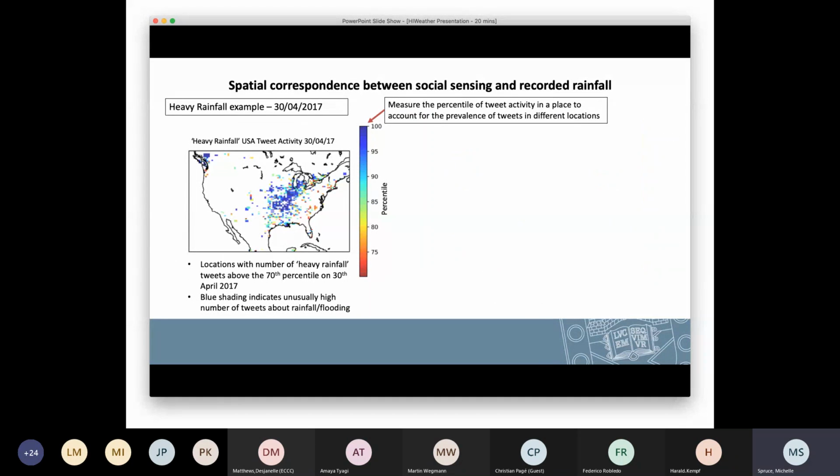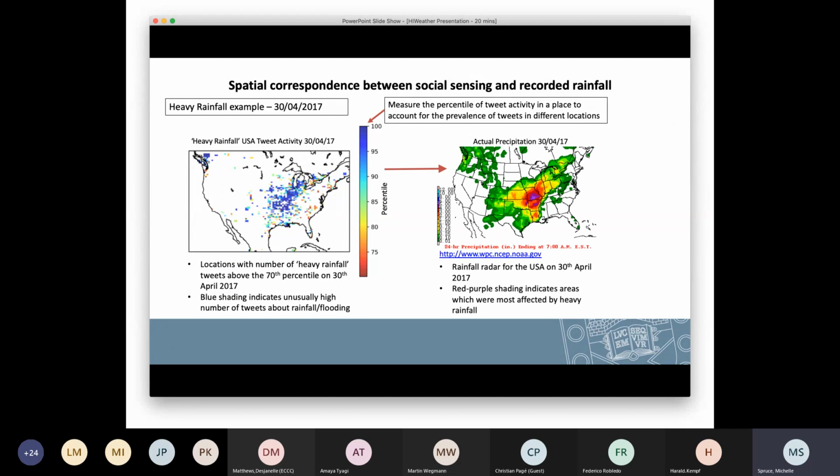So the next thing to do then is to look at where we are seeing peaks in tweet activity and where was weather actually happening. So the first thing we did was, rather than using the absolute number of tweets, we did a proxy for that, normalised to account for population in a place or just propensity for using Twitter in a specific location. So we calculate the percentile of the tweet activity on that day compared to normal. What you can see here in this plot is by the dark blue spots is where there's unusually high activity talking about rainfall. And when we compare this with the rainfall radar for the same day, you can see by eye, there's pretty good correlation between the peaks in Twitter activity and where the heaviest rainfall was.